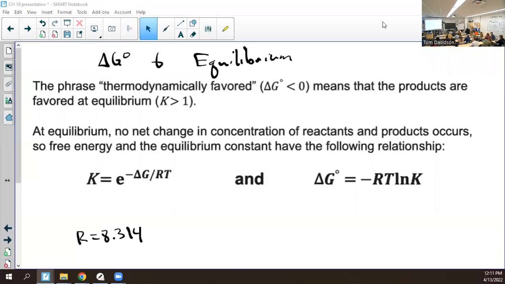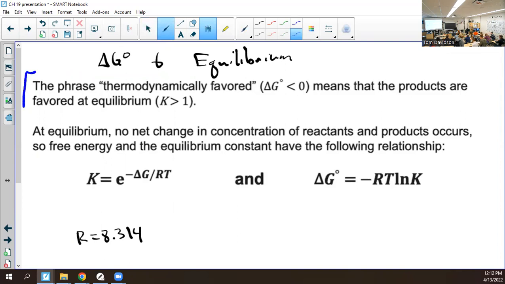Now, it turns out everything we're doing relates to everything we've done. How cute, right? So delta G naught and equilibrium have a relationship, kind of on the side. I don't talk about it a lot, but they're pretty good friends. You know what I'm saying? So here we go. The phrase, which they've been using a lot, I use spontaneous, whatever.